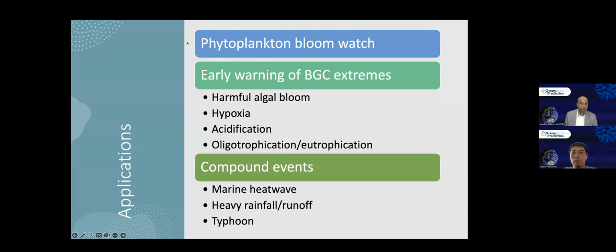Phytoplankton are important for the ecosystem from a bottom-up perspective. So we can provide information on the phytoplankton bloom, when the bloom is going to develop, or how big it is going to be. There are also many biogeochemical extreme events, such as harmful algal blooms, hypoxia, acidification, and too much or too little nutrient conditions. If we can focus on these and give an early warning, it will be useful for some stakeholders. Biogeochemical extremes can also happen together with physical extreme events such as marine heat waves, heavy rainfall, and typhoons. So these will be of interest to some as well.